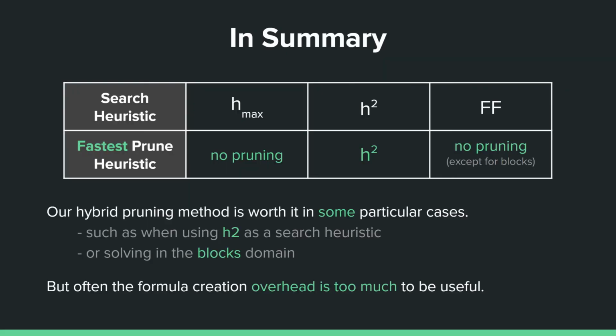So what does this tell us overall? Well, our hybrid pruning approach is useful in a few cases, like when we're using H2 as our search heuristic, or the blocks domain being a peculiar case which seems to lend itself quite well to this method. However, in a lot of cases, it's not particularly worth doing, as all of the things you have to do in order to power the SAT-based approach end up overshadowing the performance gains we get in return. This is unfortunate, but the story doesn't have to end there.